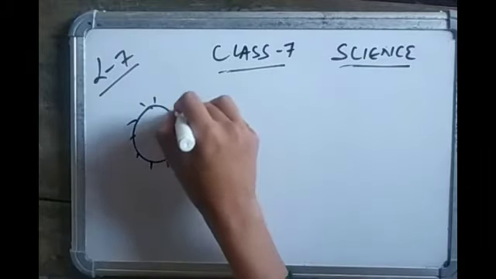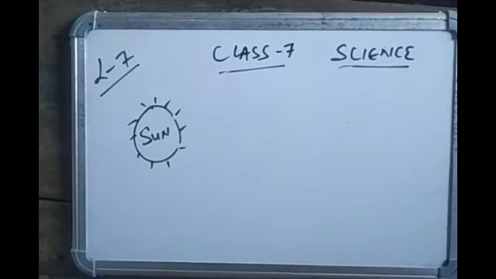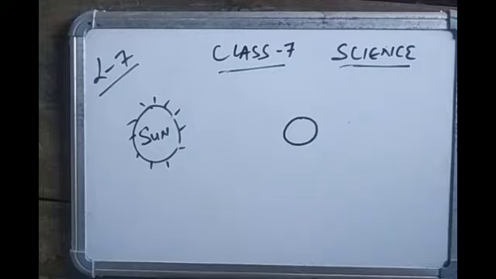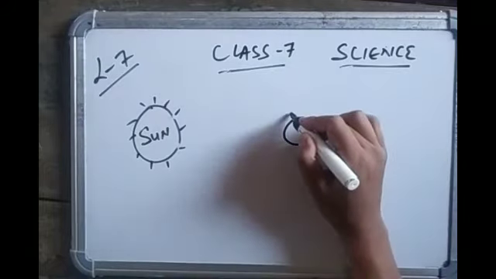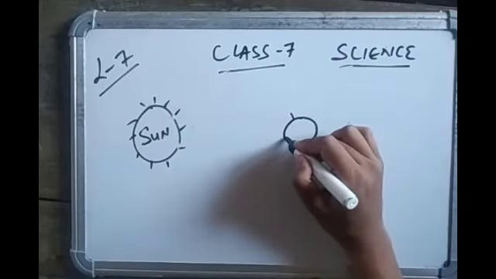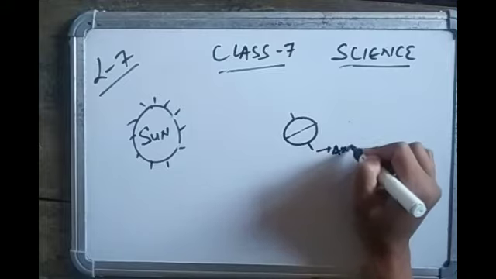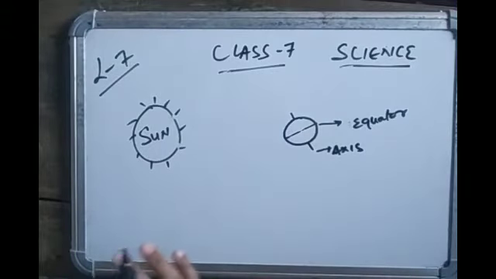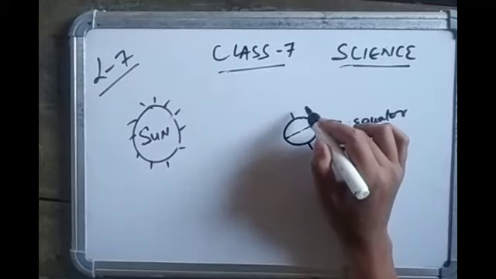Say for example this is the sun. The amount of light depends on the earth. The earth has an imaginary line, the equator, and the earth is tilted at 23.5 degrees. This is the axis. The equator is an imaginary line.